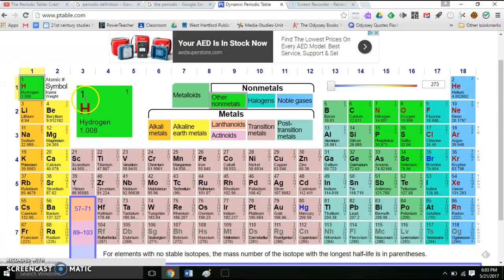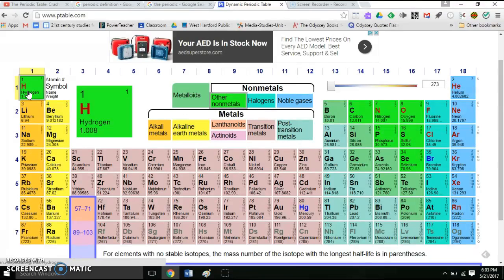So what does this number 1 represent? Oh geez, what does it represent? It represents the number of protons in the element. So this displays how many protons are in each element. So helium 2, lithium 3, beryllium 4, and so on. So the protons just keep going up.